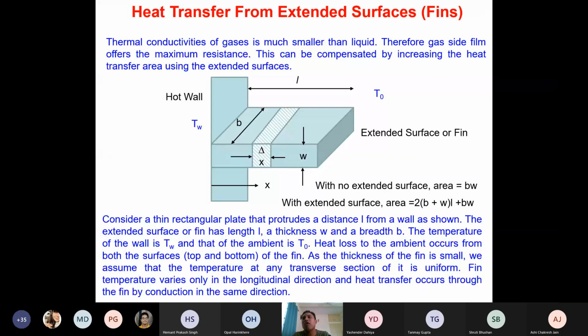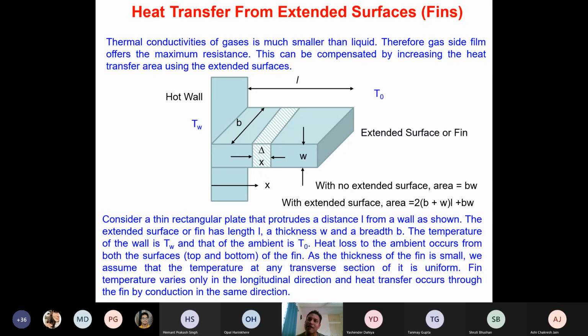Then we extended on looking at the heat transfer from the extended surface. As we were arguing, whenever there is a gas outside, the resistance offered by the gas film is going to be significant. So can we improve the heat transfer rate? Here we cannot increase the thermal conductivity of the gas. We can increase the turbulence, but there is also a limitation on that because external power is required for that. Another interesting thing is to have an extended surface in which instead of increasing the heat transfer coefficient, we are looking at increasing the heat transfer area, isn't it?